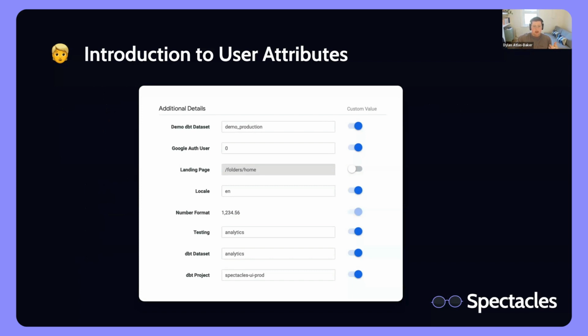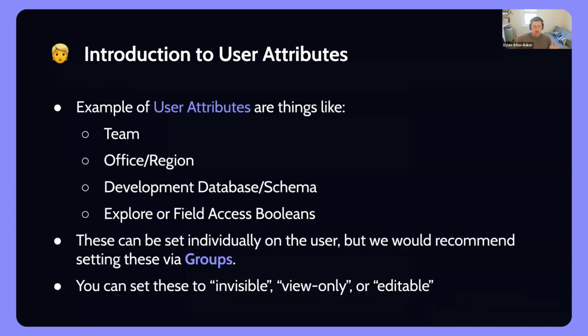User attributes can be set right at the bottom of the slide here to either invisible, so users don't know what they are, to view only, so people can see what their user attributes are but not edit them, or editable. As you go down this path, depending on what the user attribute is for, you may want people to not know that it exists, want people to be able to see it but not edit it, or be able to edit it.